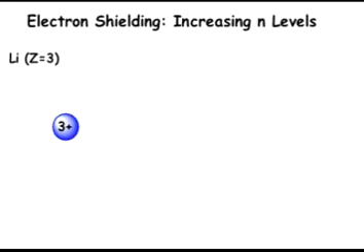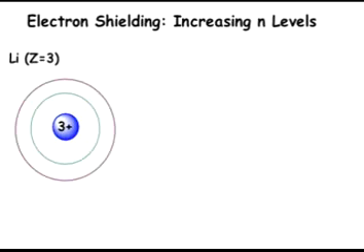So let's first consider lithium in n equals 2, the second row of the periodic table, with an atomic number of 3, meaning it has 3 protons in the nucleus. We know that lithium has 2 n levels and 3 electrons. We fill up the first n level with 2 electrons, and the third electron goes into n equals 2. Let's now consider how each one of these electrons feels the pull of the positively charged nucleus.